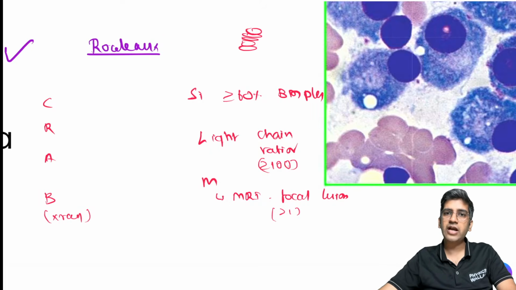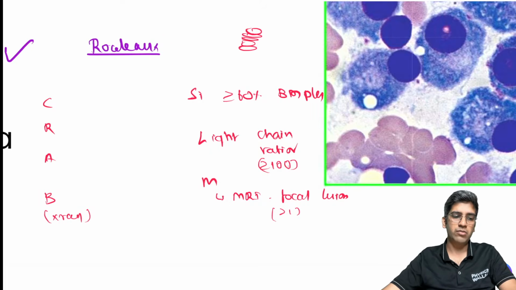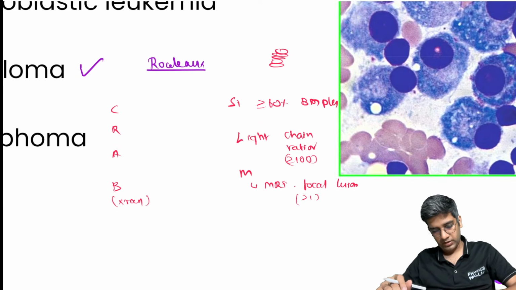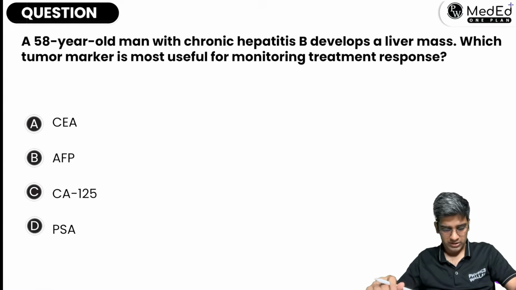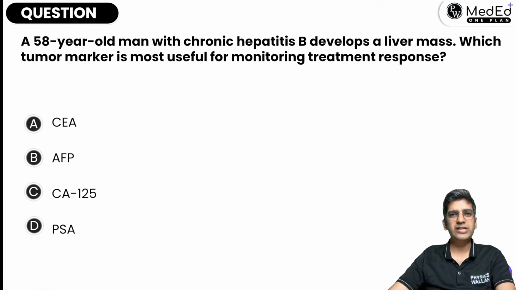Agglutination, if you're asking, Sanvi, agglutination is seen in case of your cold autoimmune hemolytic anemia. Okay. Perfect. Next question. Let's see if we can answer. We'll see a little bit more of tumor markers along with this.